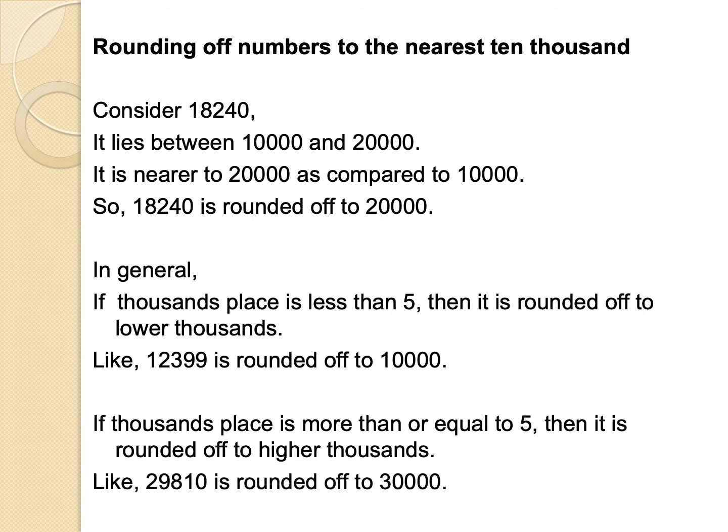If thousands place is more than or equal to 5, then it is rounded off to higher ten thousands. Like 29,810 is rounded off to 30,000 because in thousands place we have 9, it is greater than 5, so it is rounded upwards.